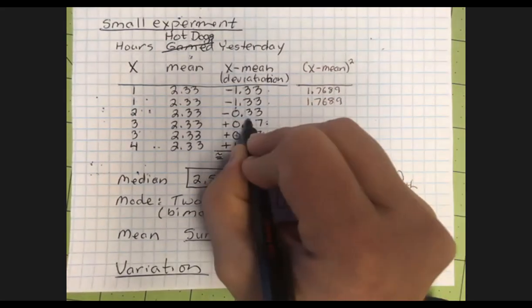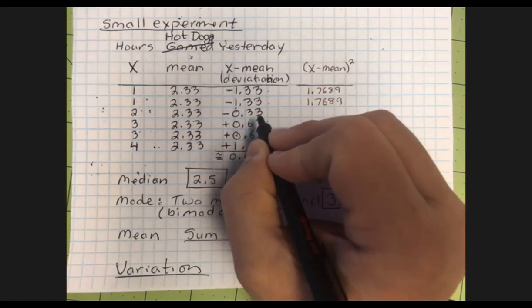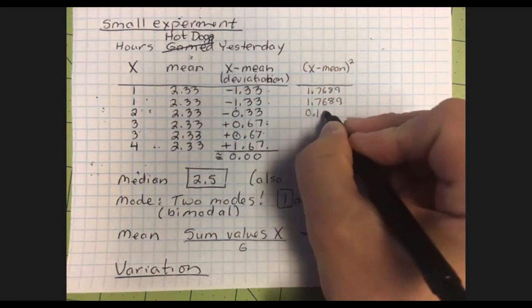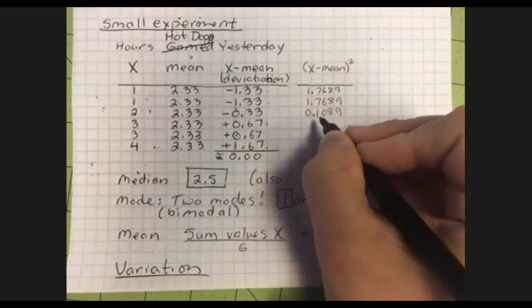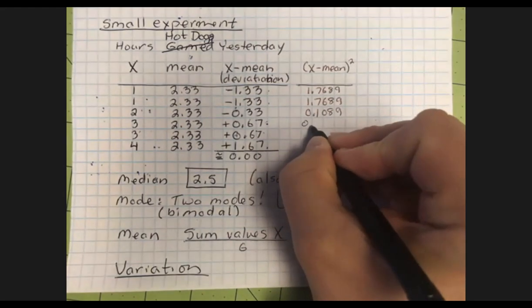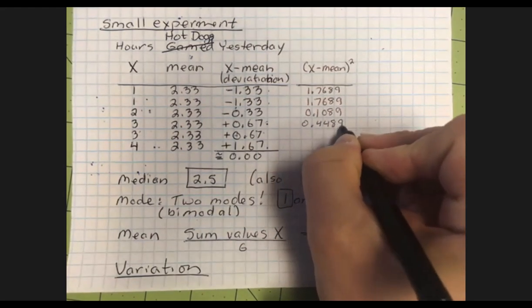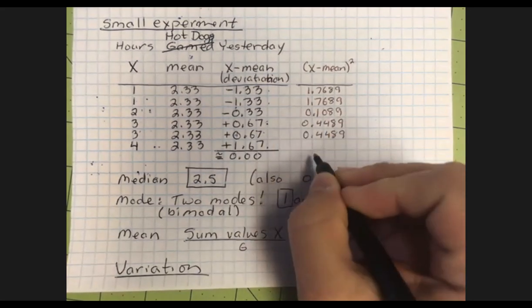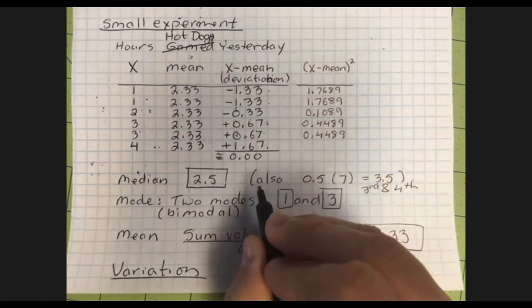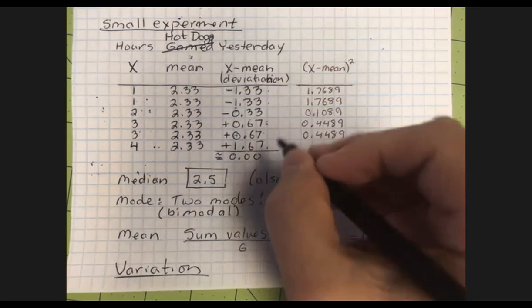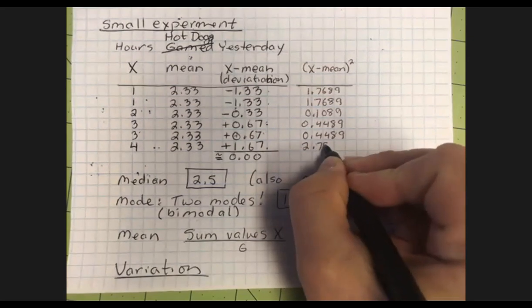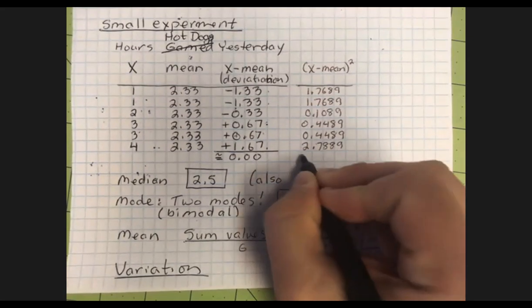This is 0.33. What happens when I square that? I get 0.1089. 0.67, when I square that, I get 0.4489. Same 0.67, 0.4489 here. And finally, let's square 1.67. 2.7889. I am doing that on my calculator, but I'm not going to show you the calculator in front of you.